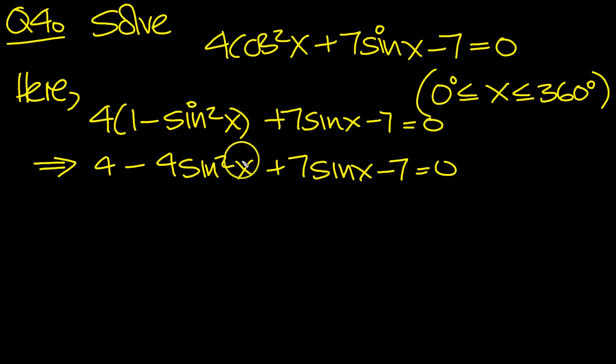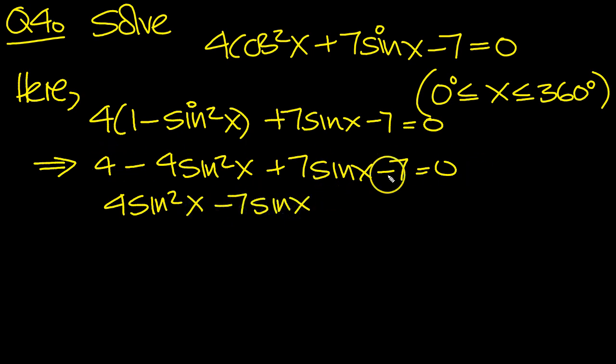Now let's move everything over. So this becomes plus 4 sine squared x. This becomes minus 7 sine x, and we've got 4 minus 7, which is minus 3, moved over there as plus 3, and there's nothing left on the other side, is there?